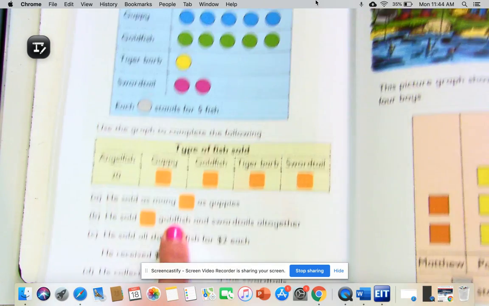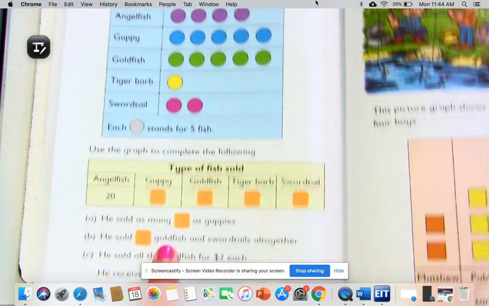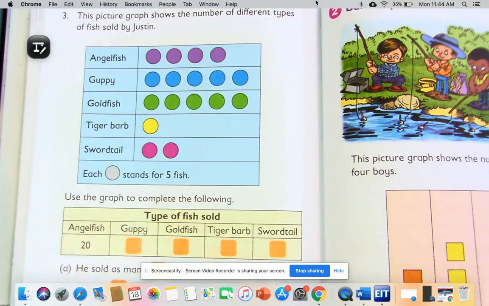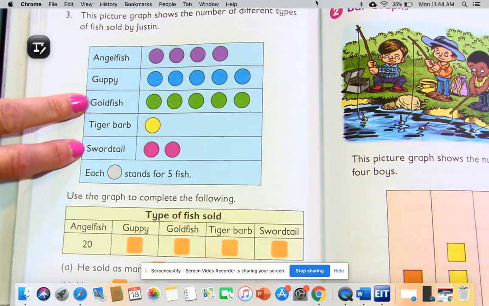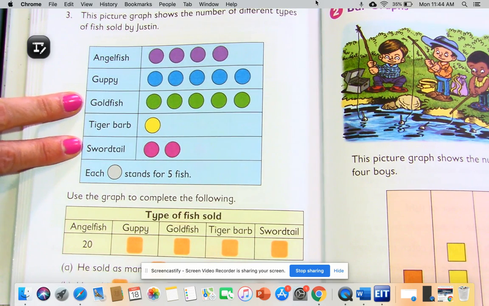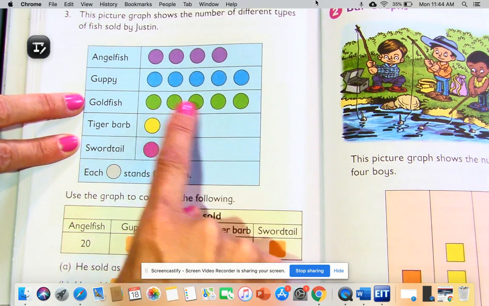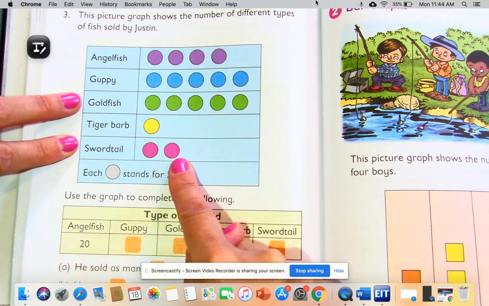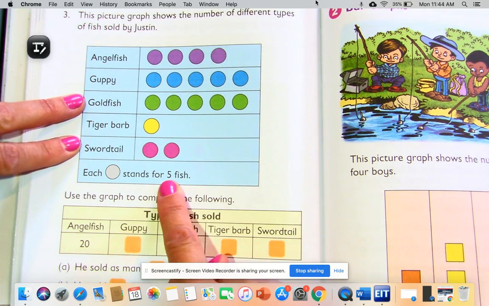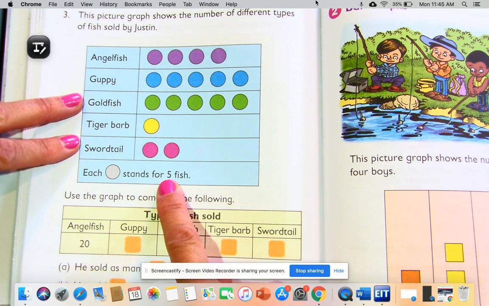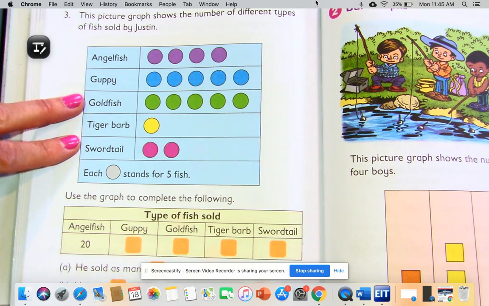He sold blank goldfish and swordtails all together. All right, so let's look at the goldfish and the swordtails. Now we're trying to find out how many of these two he sold all together. Well, I'm going to go ahead and multiply 1, 2, 3, 4, 5, 6, 7. So there's 7 circles times 5. 7 times 5 is 35. So he sold 35 goldfish and swordtails.